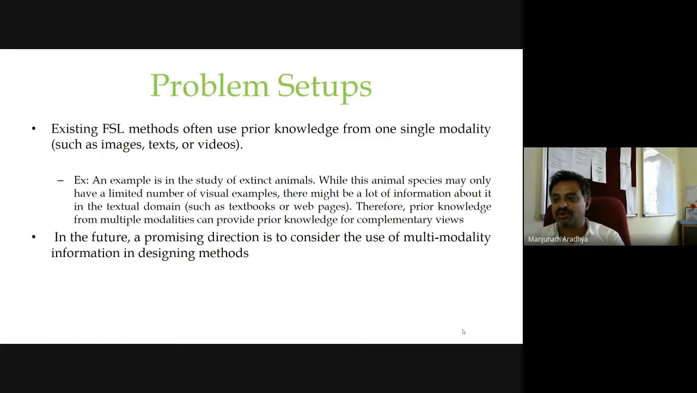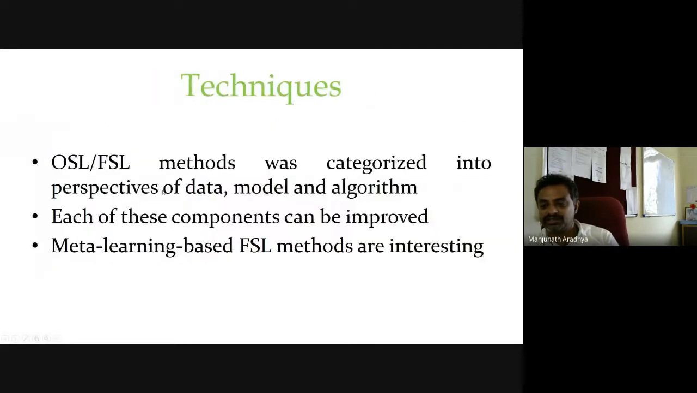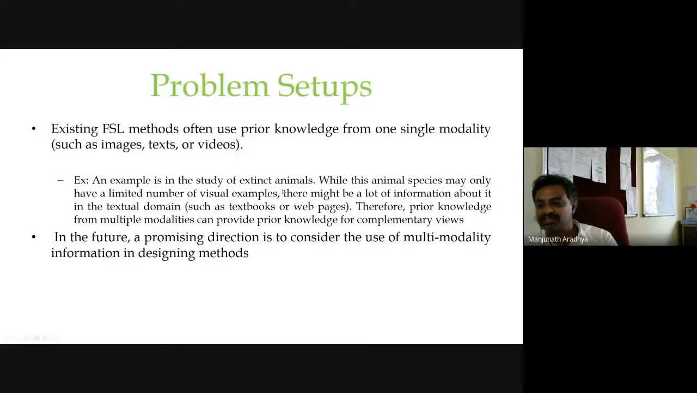problem setups, techniques, applications, and theories. Problem setups: existing few-shot learning methods often use prior knowledge from a single modality, such as images, text, or videos, so there is always scope to work on multiple modalities. An example is the study of extinct animals. These species may have only a limited number of visual examples, but a lot of information is available in the textual domain. Use this clear knowledge to solve your problems. So in future, a promising direction could be multimodality information.